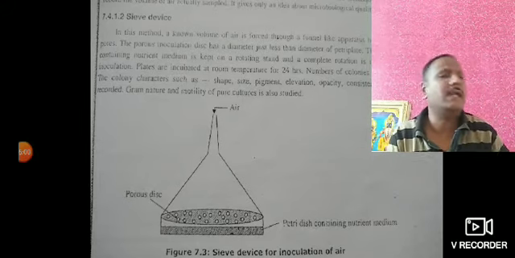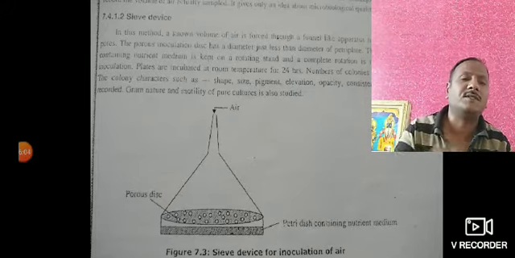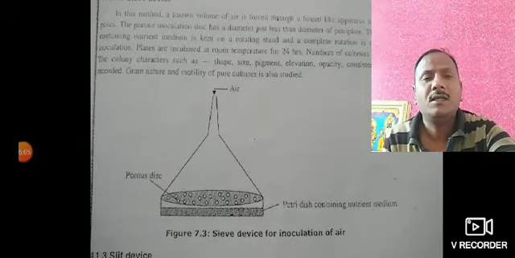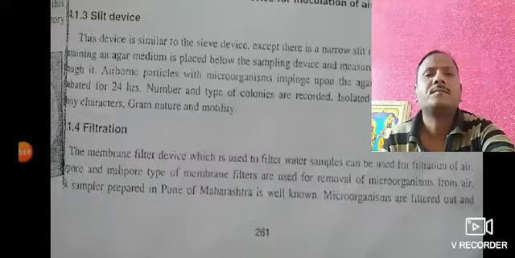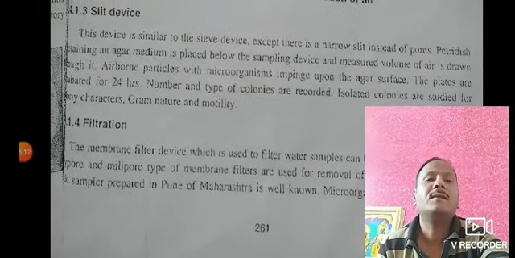With this method, we cannot calculate how many microorganisms are present in a specific volume of air. After that, another method is the slit method.